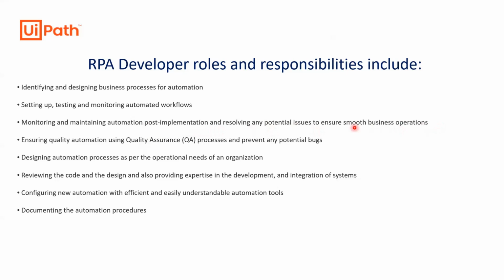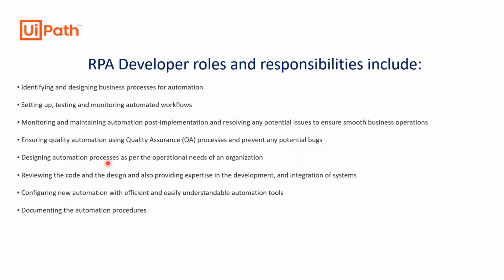In case any defects are there, who would fix it? The RPA developer, right? Ensuring the quality of the automation. You need to make sure that you build an automation which is as per the QA standards, and it should not have any bugs, right? So if there are any bugs, you should resolve them.